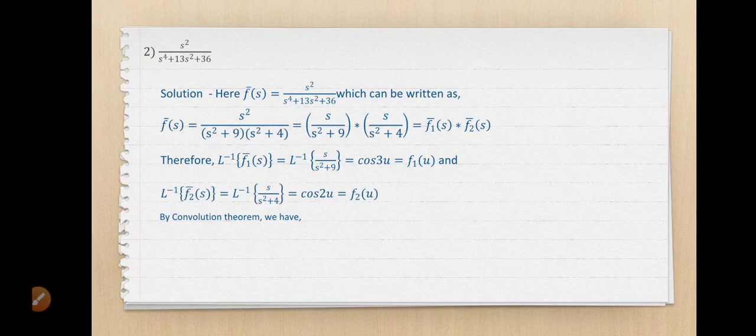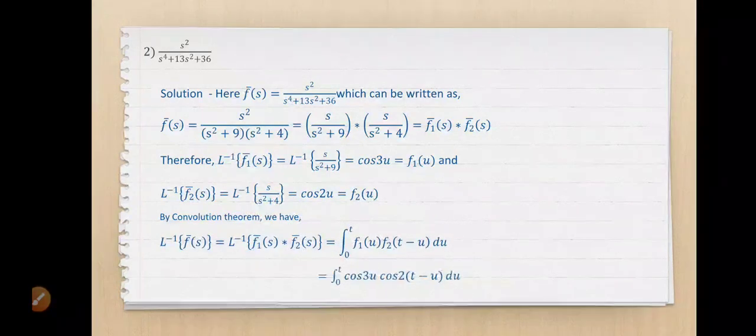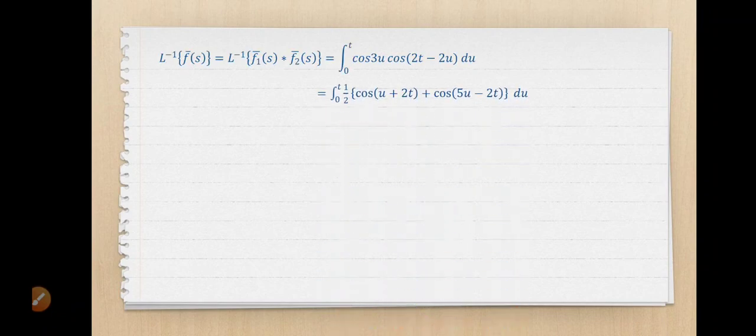Now you have to write the generalized result for convolution theorem for inverse LT. Substitute f1 and f2. Simplify the second term. It gives us cos of 2t minus 2u. Now here the integrand is in the form of cos a cos b, which can be written as 1 by 2 cos of a plus b plus cos of a minus b.